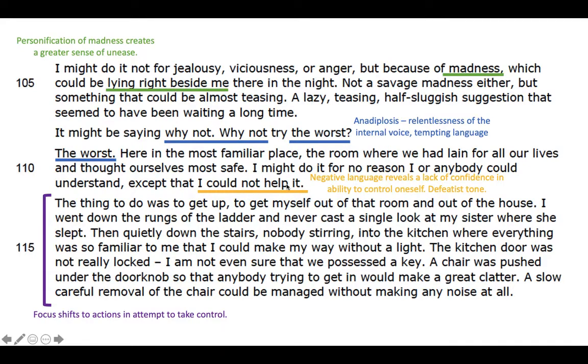And again, I could not help it. The negative language reveals a lack of confidence in her ability to control herself. And it's a real defeatist tone. So she's weak. She's mentally weak.